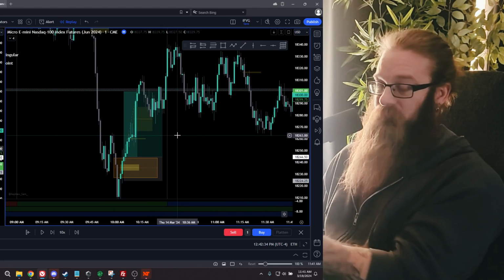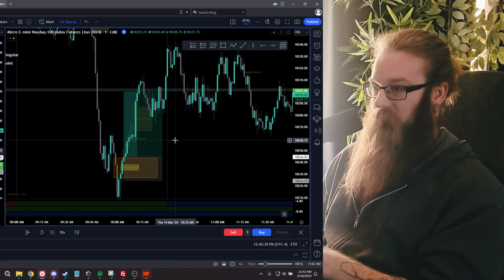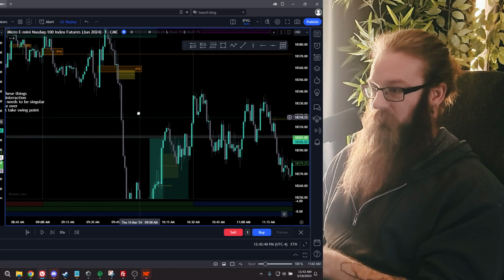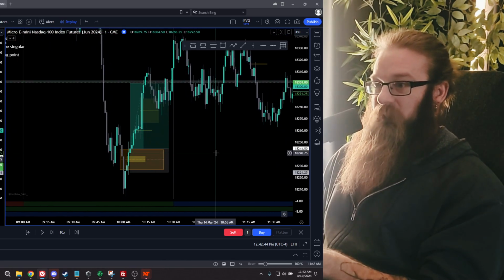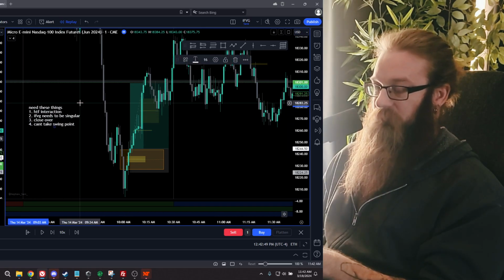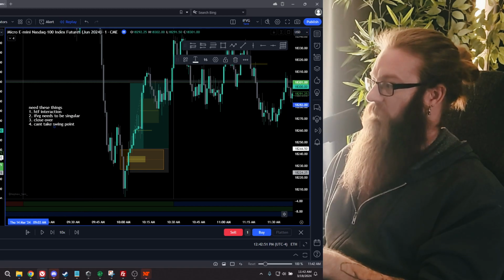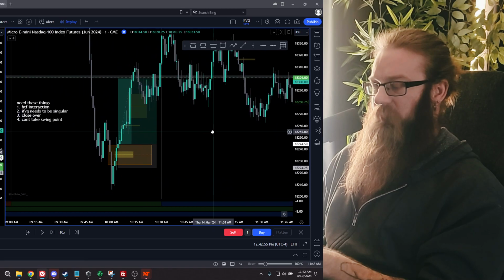But that's right there is my inverted fair value gap strategy in a nutshell. There's a short and there's a long. So that's kind of, I just got lost up there. That's kind of how it is. 1, 2, 3, 4. So I think that's all that I really have for examples.